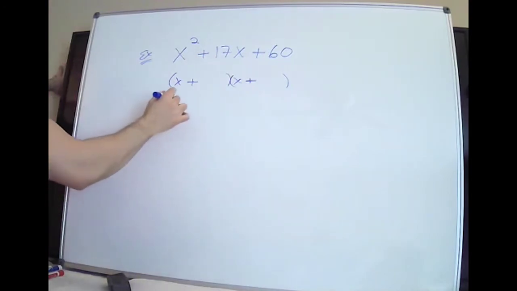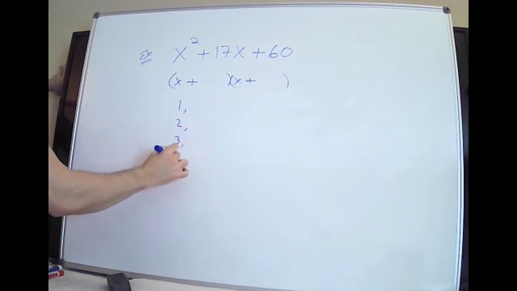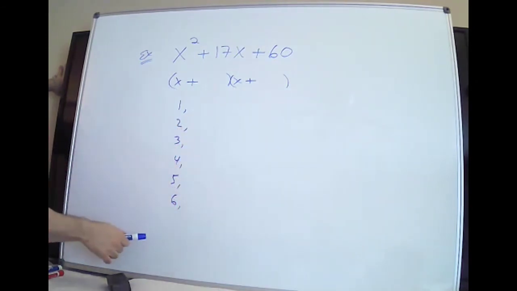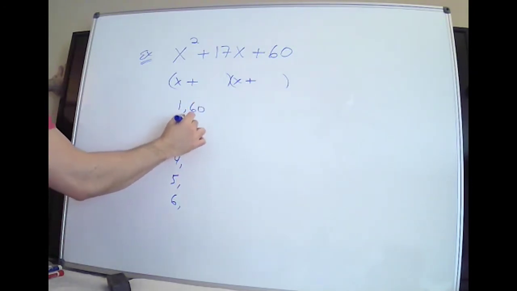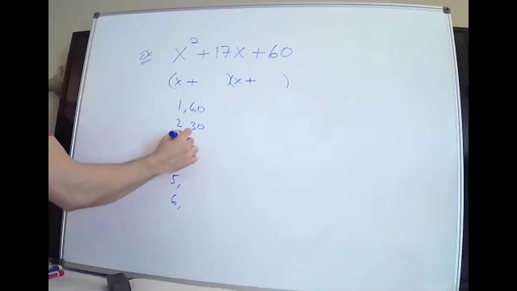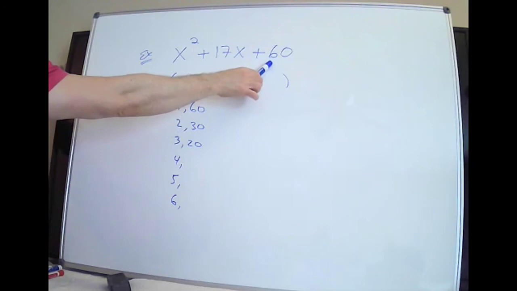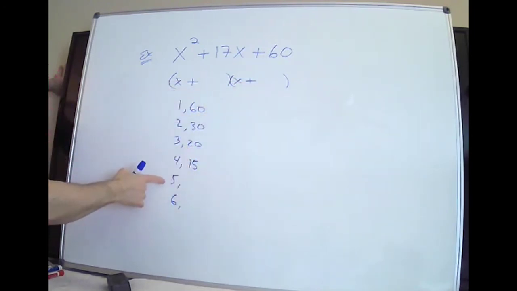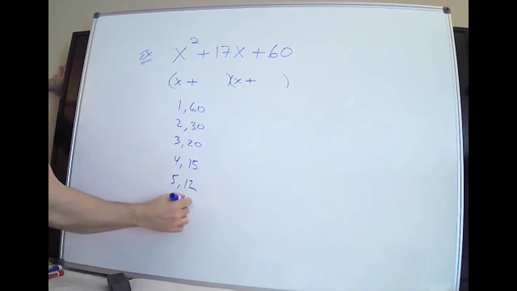Now, 60 has a lot of pairs. 60 is divisible by 1, 2, 3, 4, 5, and 6. And then that's all. 1 times 60 is 60. 2 times 30. 3 times 20. To do 4, you just cut it in half twice. Half of 60 is 30, and then half of 30 is 15. You should know your times table that 5 times 12 is 60. And then 6 times 10, obviously.